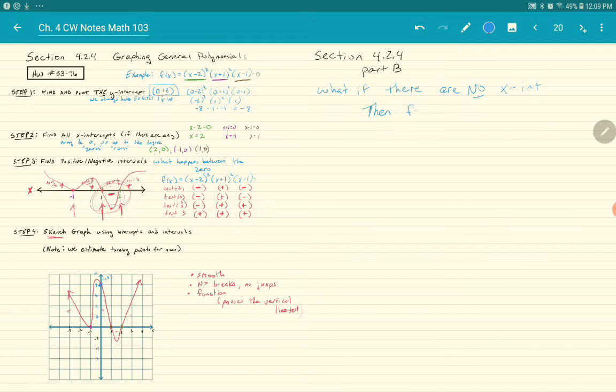Then find at least one or two other points, or I'll just say a few other points, on each side of the y-axis. So at least you know if it's going like this or if it's really wide. Give you some idea of what's going on. So that's one thing I want to talk about.